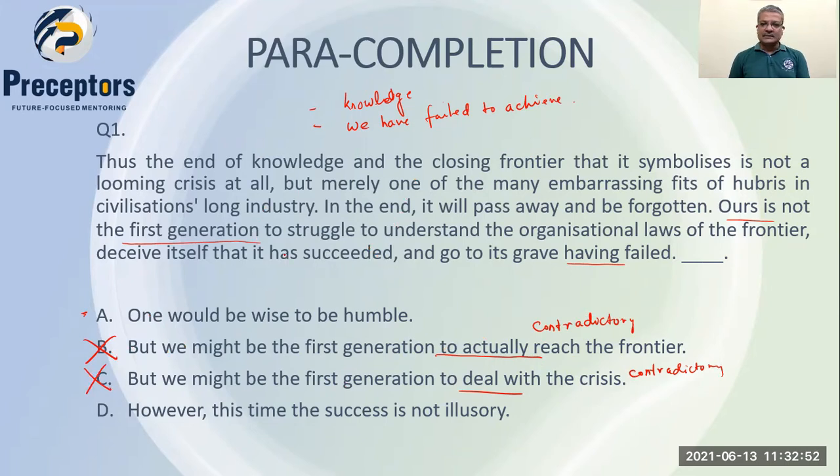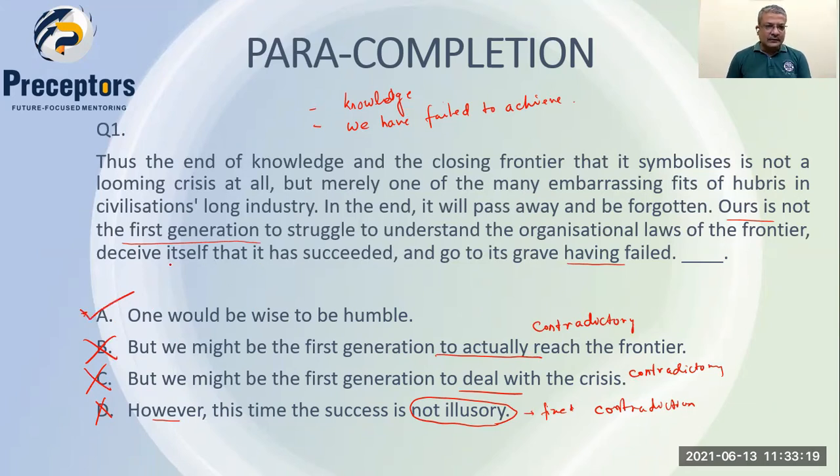We are still far away from the success, which brings me to, however, this time the success is not illusory, in the sense it is saying it is fixed, right? So again a contradiction, right? So therefore, I can eliminate D. By default, A becomes my answer.